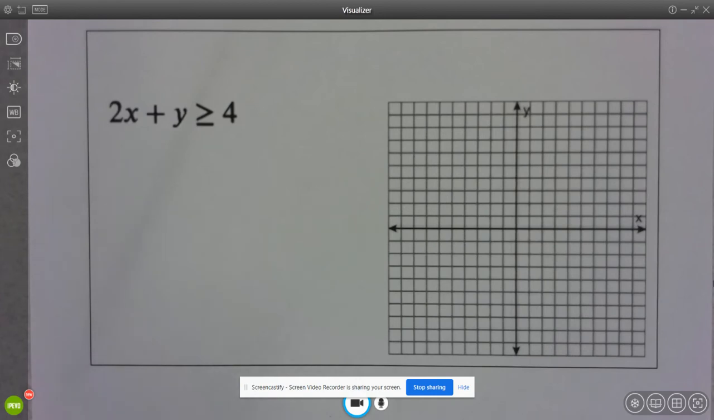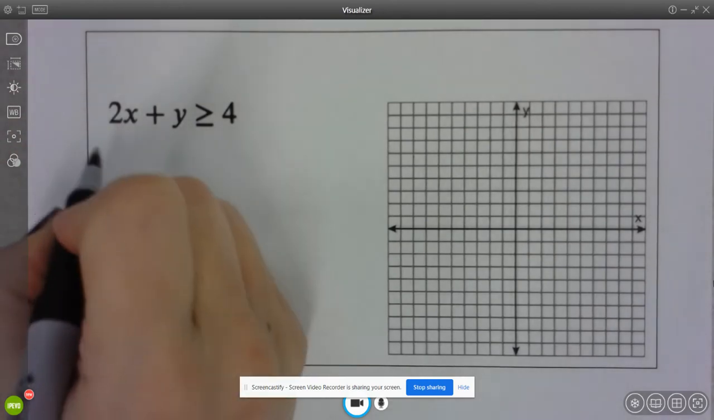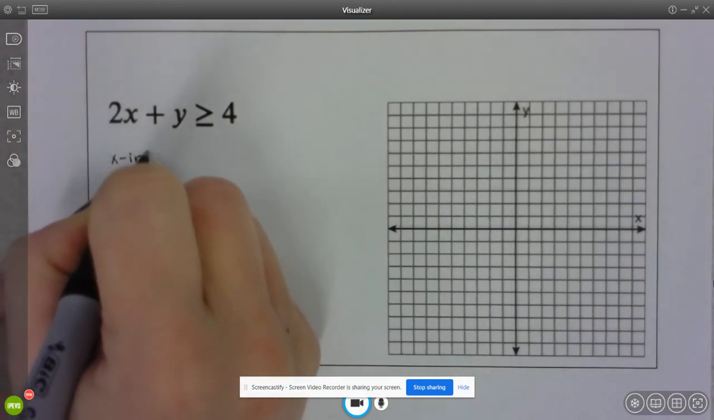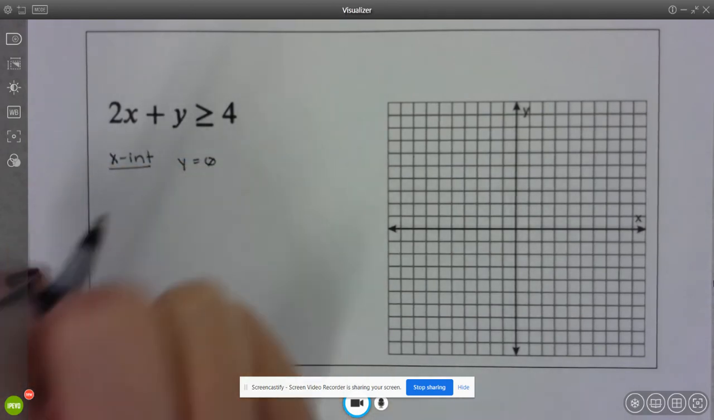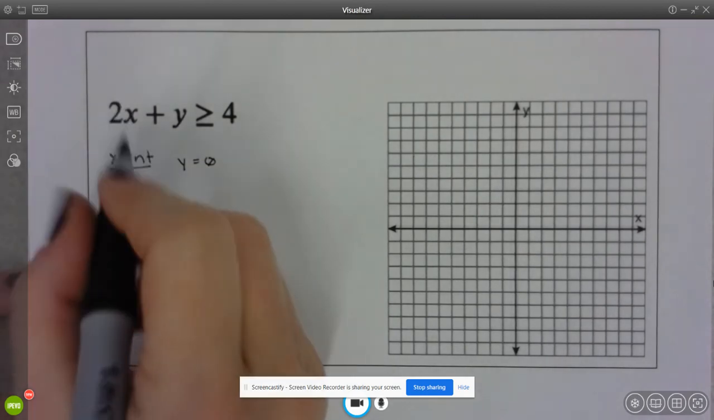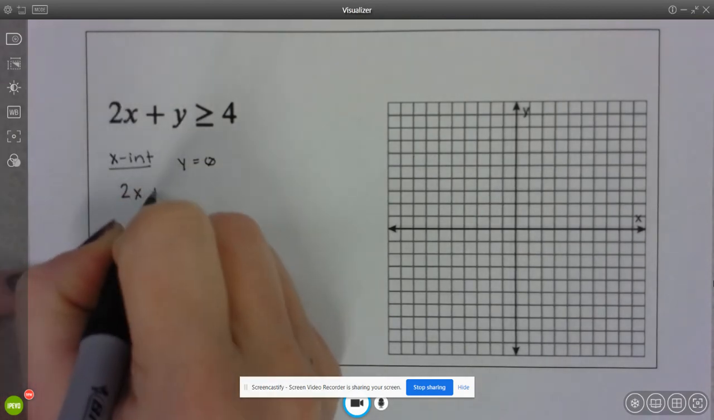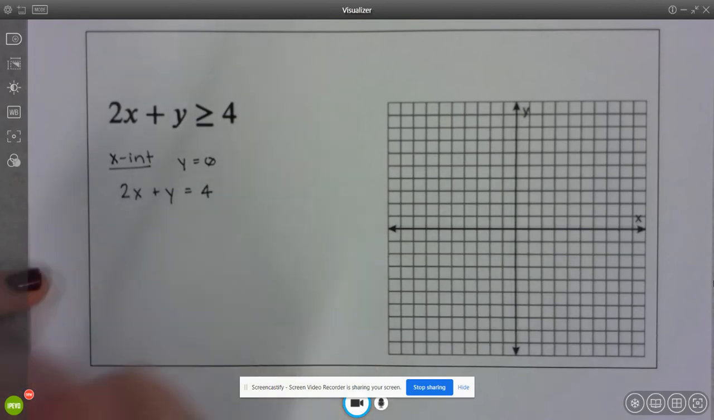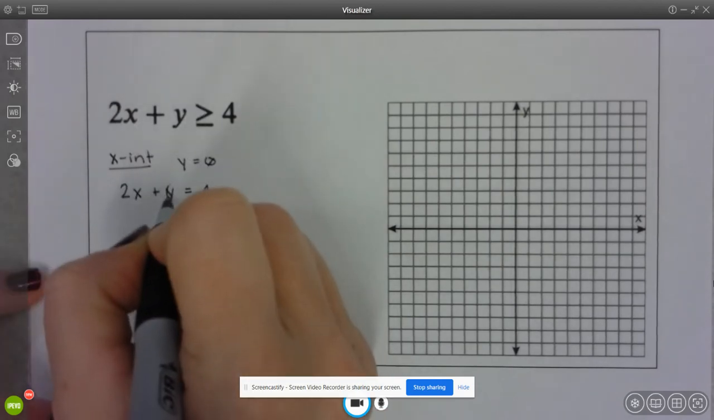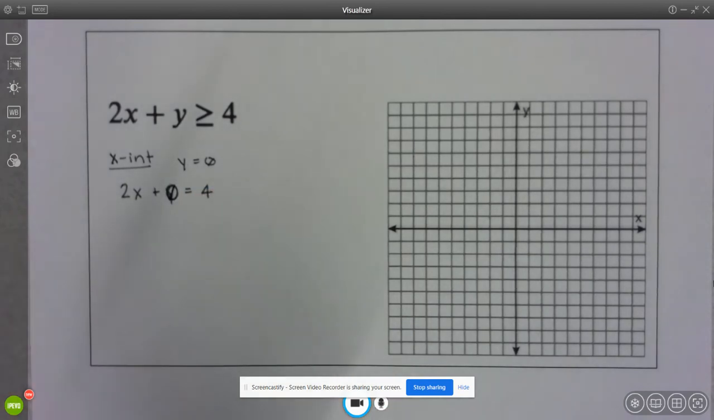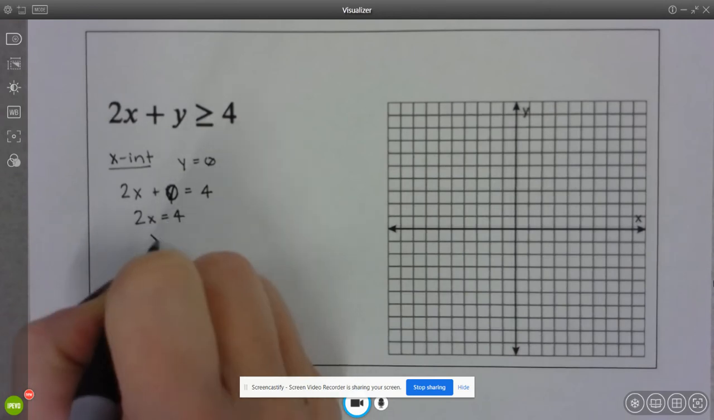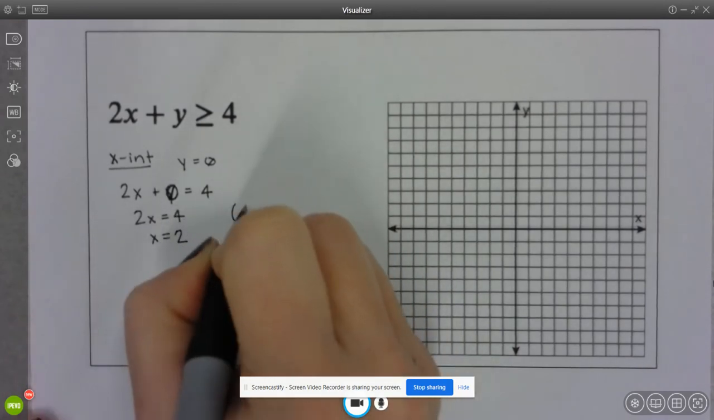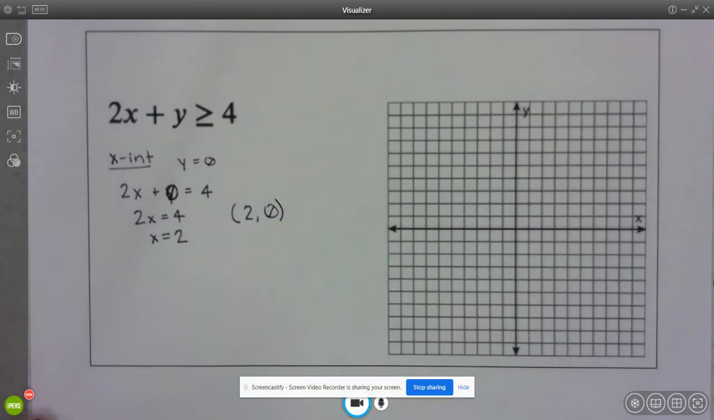All right, so graphing in standard form. Remember, in standard form, I look for my x and y intercepts. So for an x-intercept, I make y equal to 0. Now, yes, it is an inequality, but when I'm looking at my x and y intercepts, I'm going to treat this like an equation. Oops, this should be 0. Because these are the points that are going to make this line. So 2x being equal to 4, so x would be 2. So this coordinate is (2, 0).